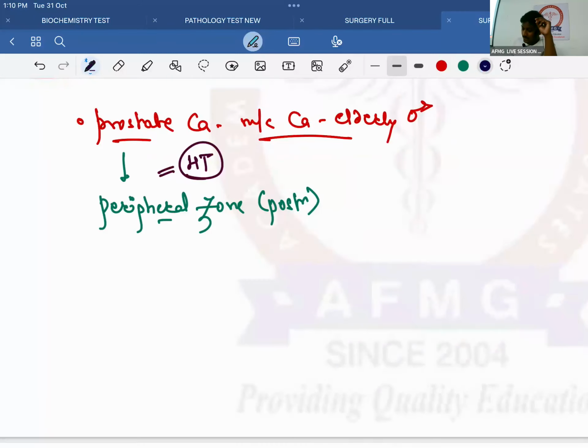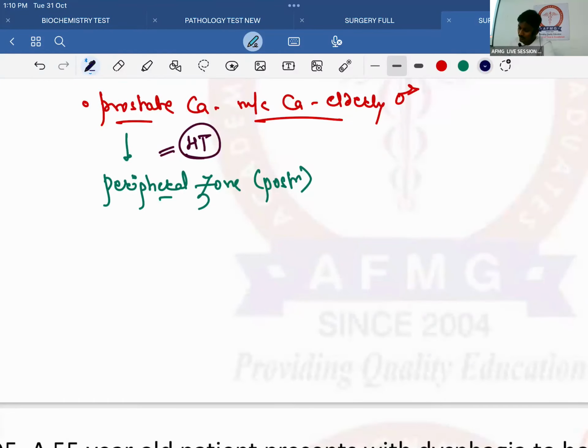If I ask you about prostate cancer बेटा, what is the investigation of choice for prostate cancer?